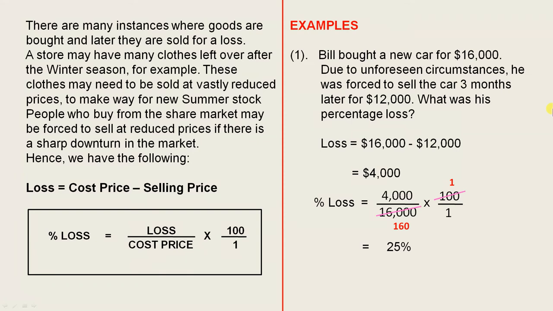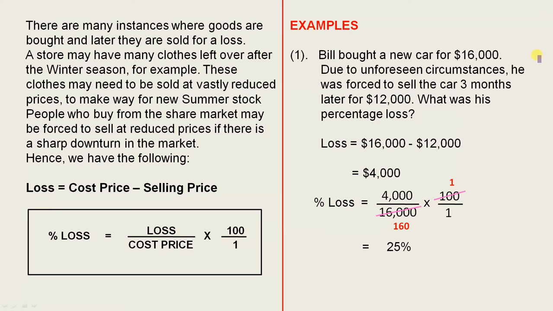People who buy from the share market may be forced to sell at reduced prices if there is a sharp downturn in the market. Hence, we have the following. Loss equals cost price minus selling price. The percentage loss is the loss over cost price times 100 over 1. Let's have a look at some examples.